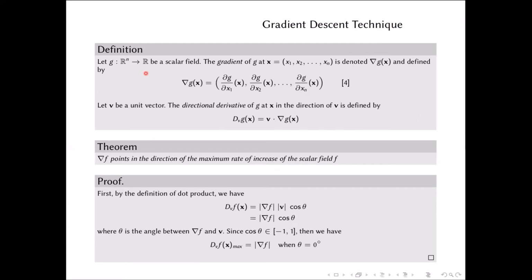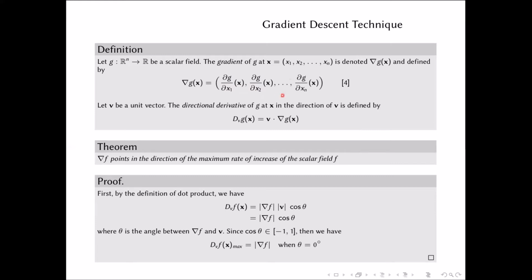So let's look at the definition of the gradient. Let G be a scalar field that maps from Rn to R. The gradient of G at X, where X is our point, is denoted like this and defined by the partial derivative of G with respect to X1 evaluated at X, the partial derivative of G with respect to X2 evaluated at X, and so on. Here I want to mention that X is just a general name, but in our neural networks, our X is just the vector of weights and biases.